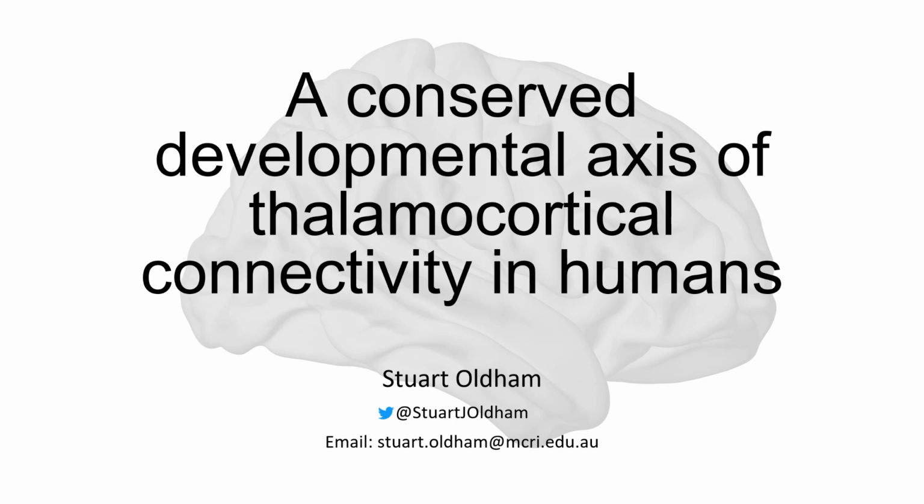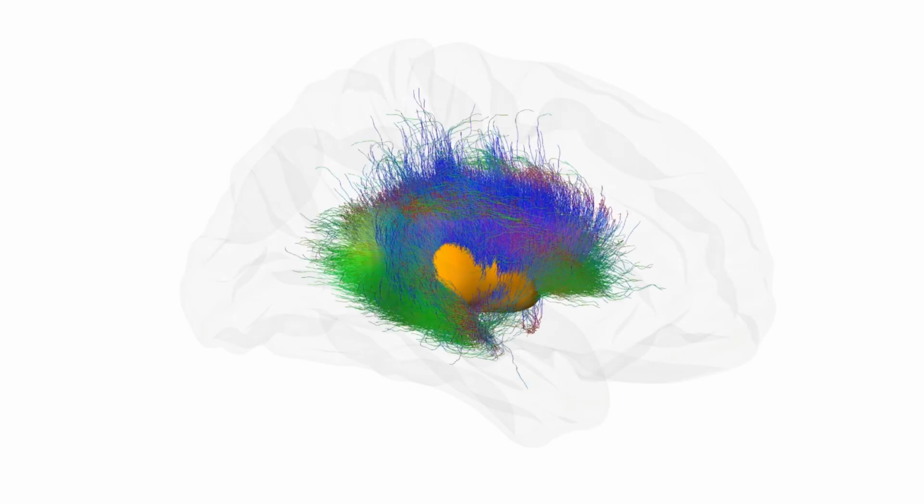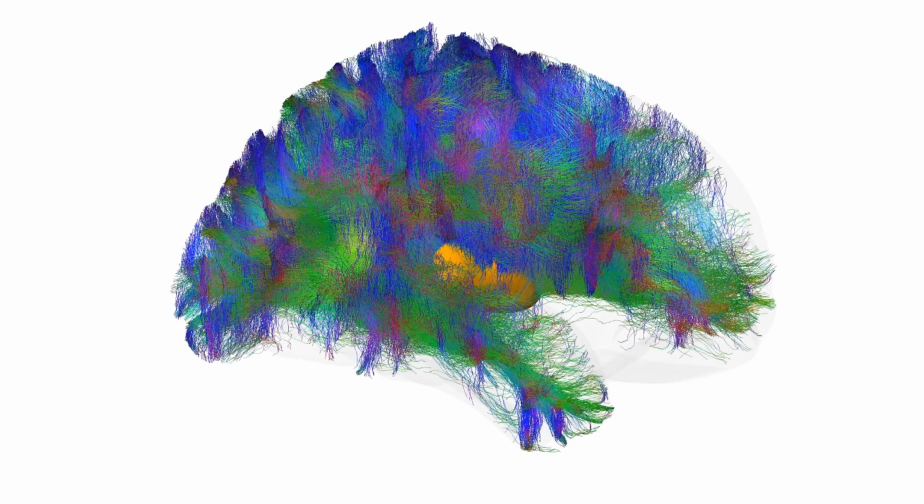Hi, thanks for coming along to my talk today, where I will be presenting some of our work in characterizing thalamocortical connectivity. So, the thalamus, shown here in orange, is a subcortical structure with widespread connectivity to the cortex.